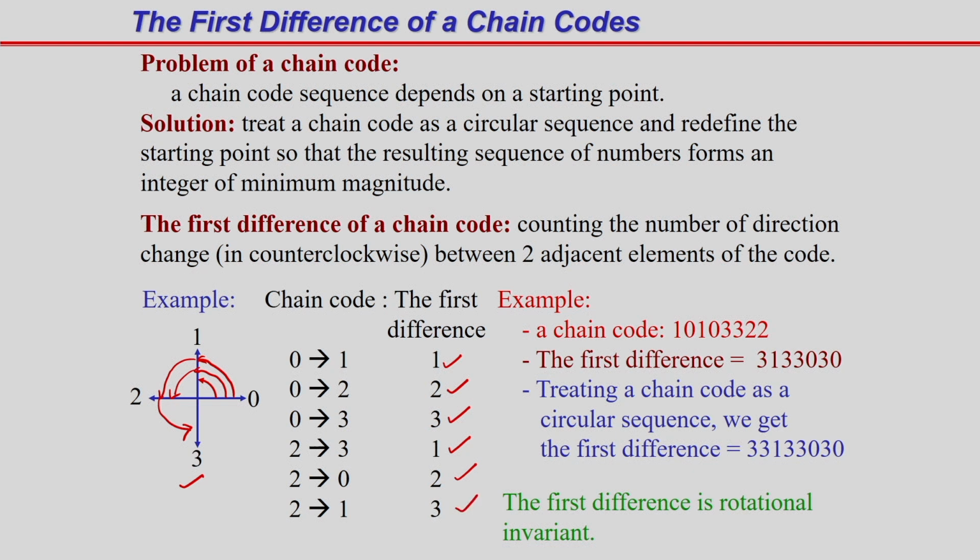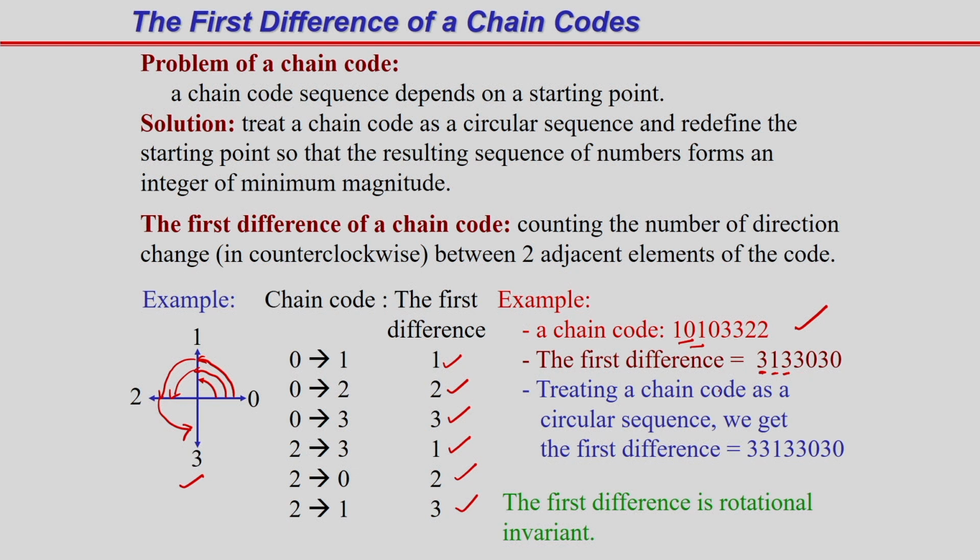From 2 to 1 the first difference will be 3. So in this case, corresponding to this chain code, suppose the chain code is 1010 3322. I am considering a chain code and from this I can determine the first difference, like this. From 1 to 0, how many direction changes? 1 to 0 is 3. Next is from 0 to 1. 0 to 1, how many direction changes? 1. Next 1 to 0, so the direction change is 3. That is the first difference.